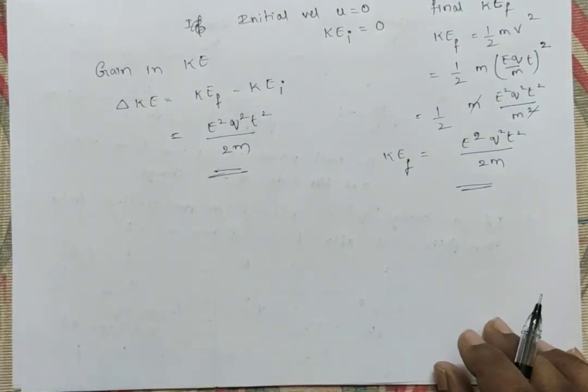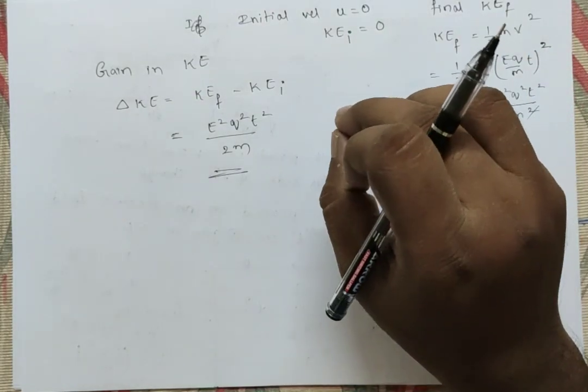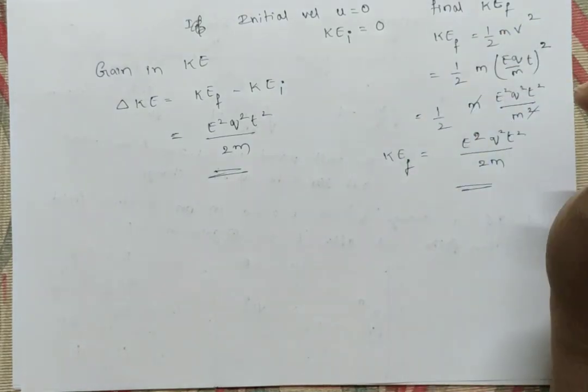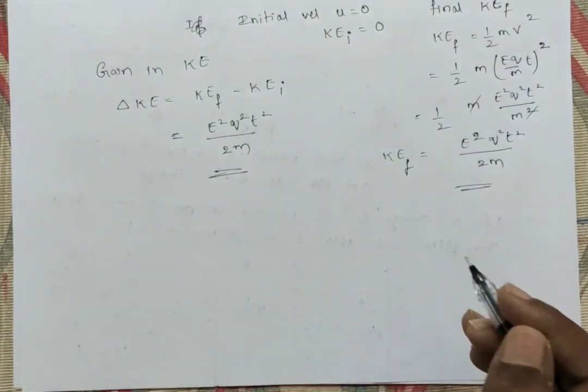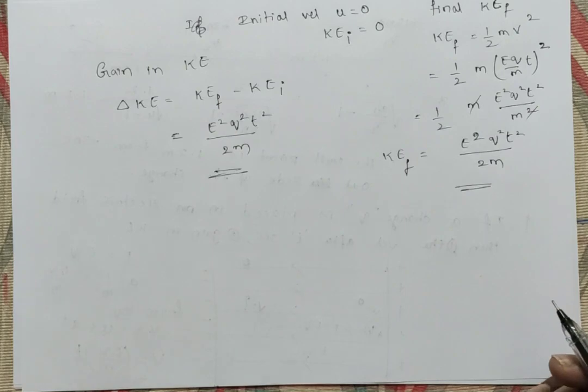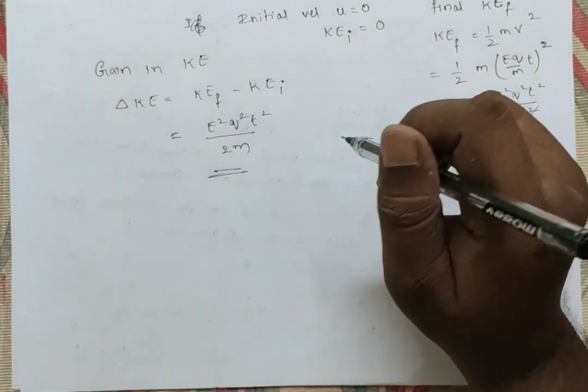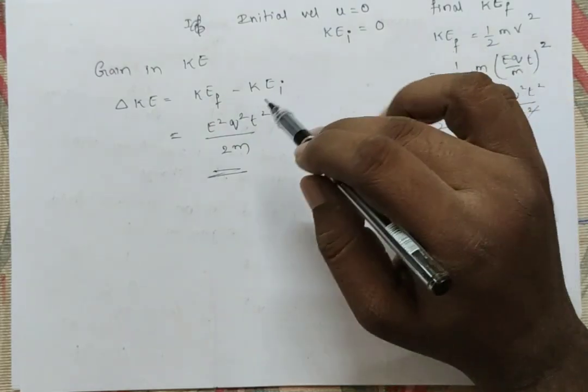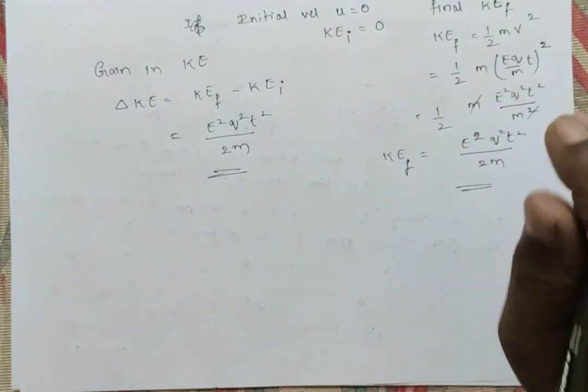So this is the gain in kinetic energy when your charge is left at rest in a uniform electric field. How much velocity does it gain? v equal to EQ by m into t. And how much kinetic energy does it gain? E square Q square t square by 2m. This much kinetic energy it gains.